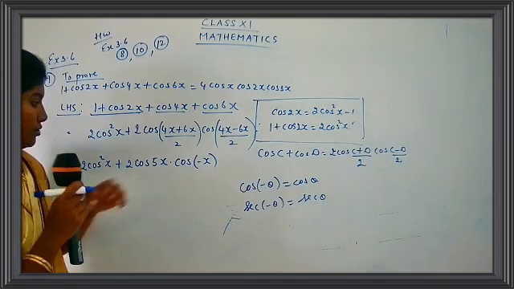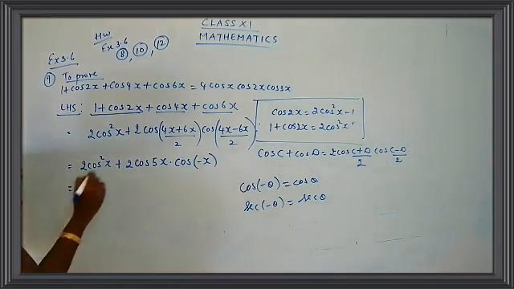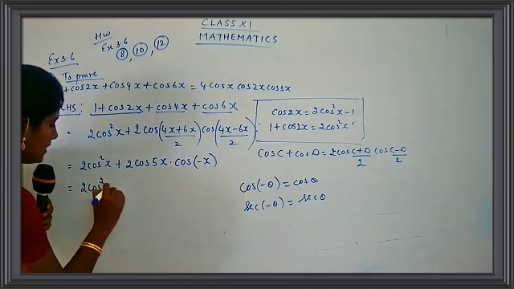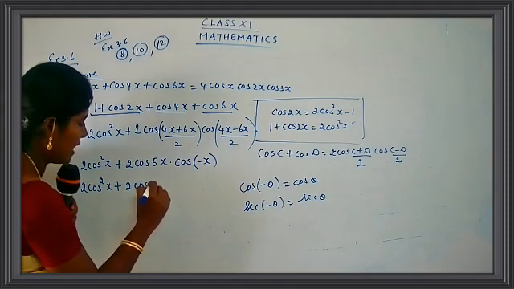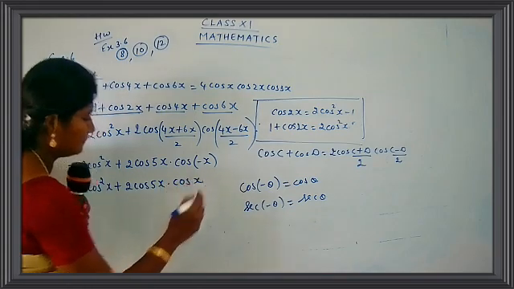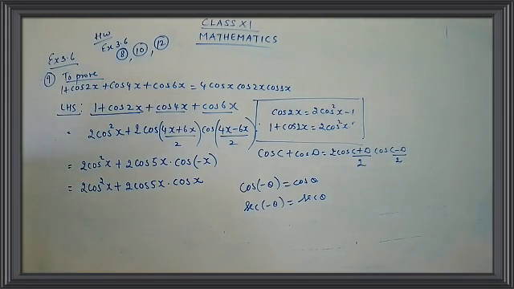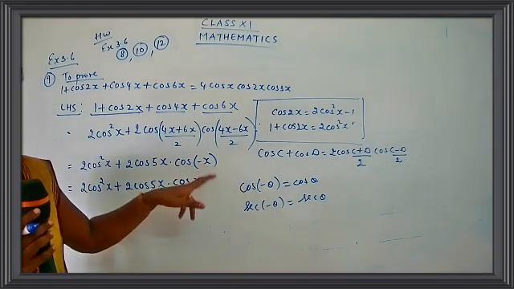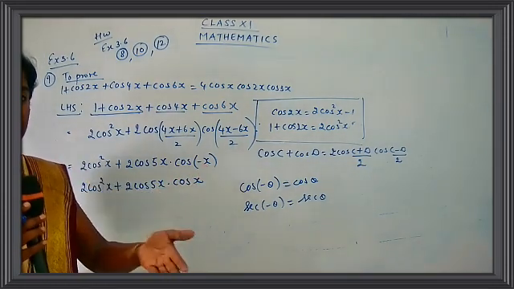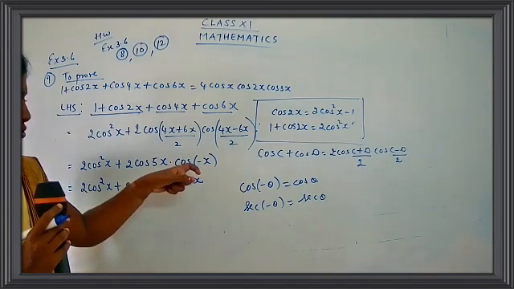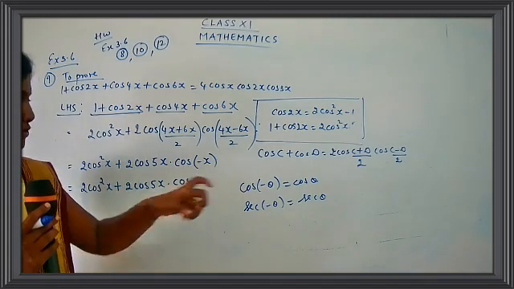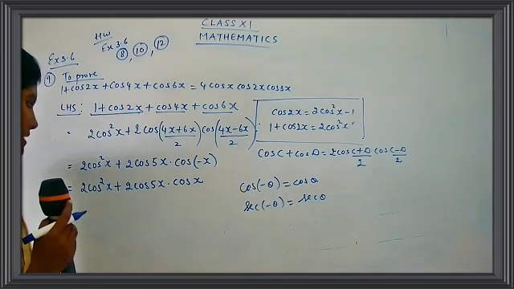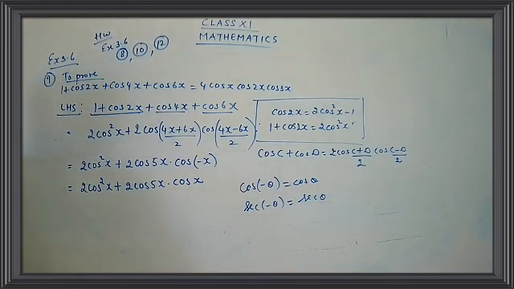Okay. So let me write down the step here. So this is equal to 2 cos square x plus 2 cos 5x into cos x. So what do you get over here? Are you clear with this step, children? How am I changing this cos of minus x? I am just writing minus theta in terms of theta. So minus x will change to x. So cos of minus theta is cos theta. So I get here 2 cos square x plus 2 cos 5x into cos x.